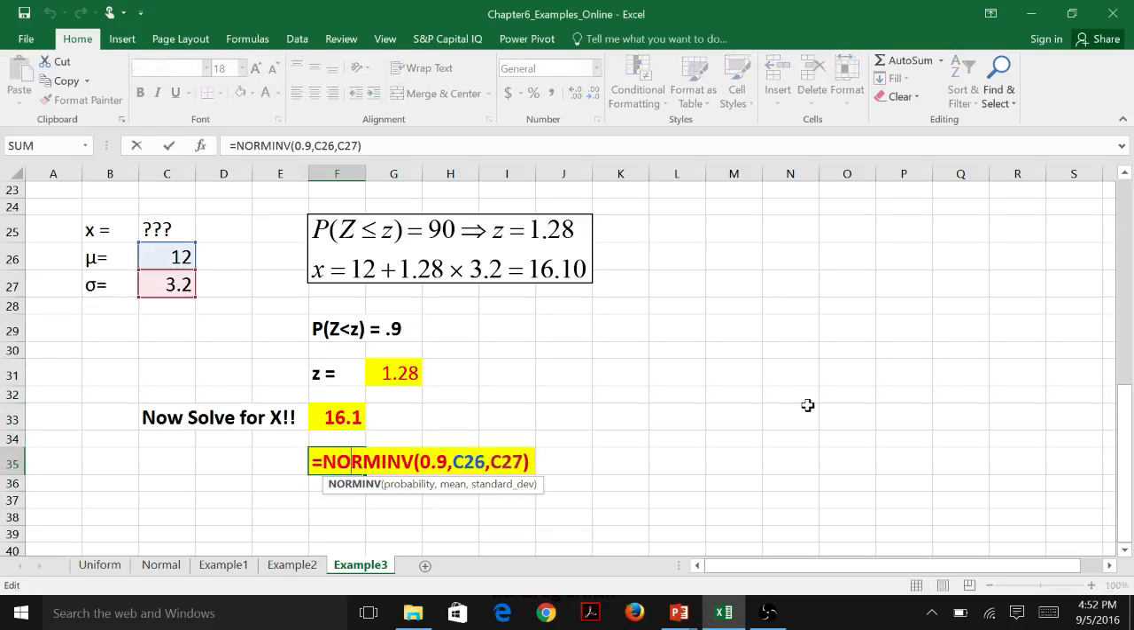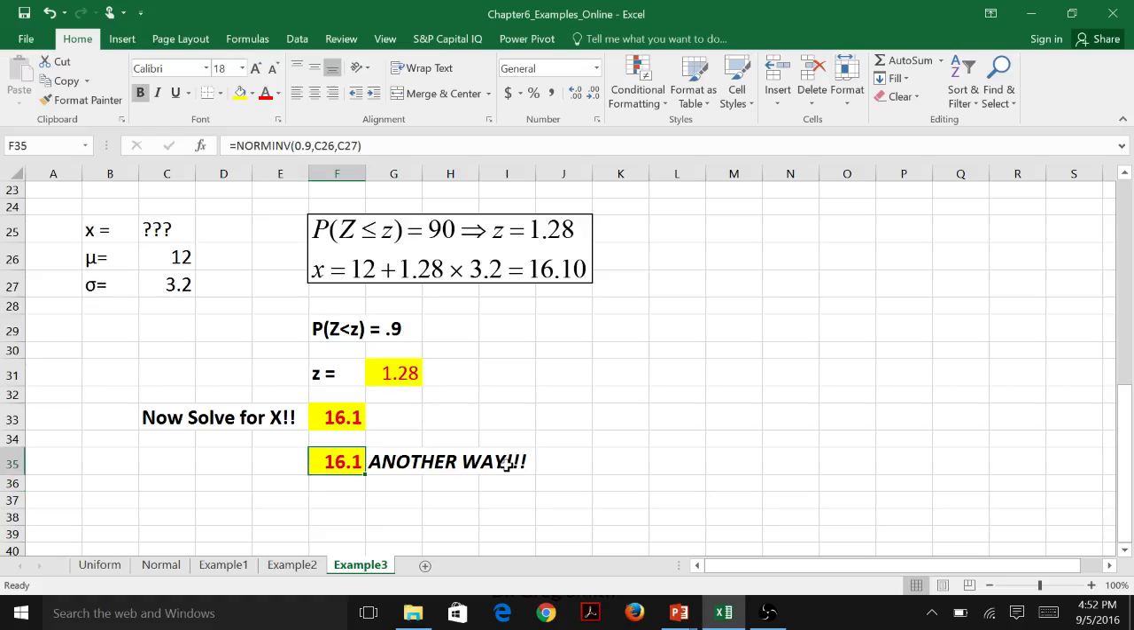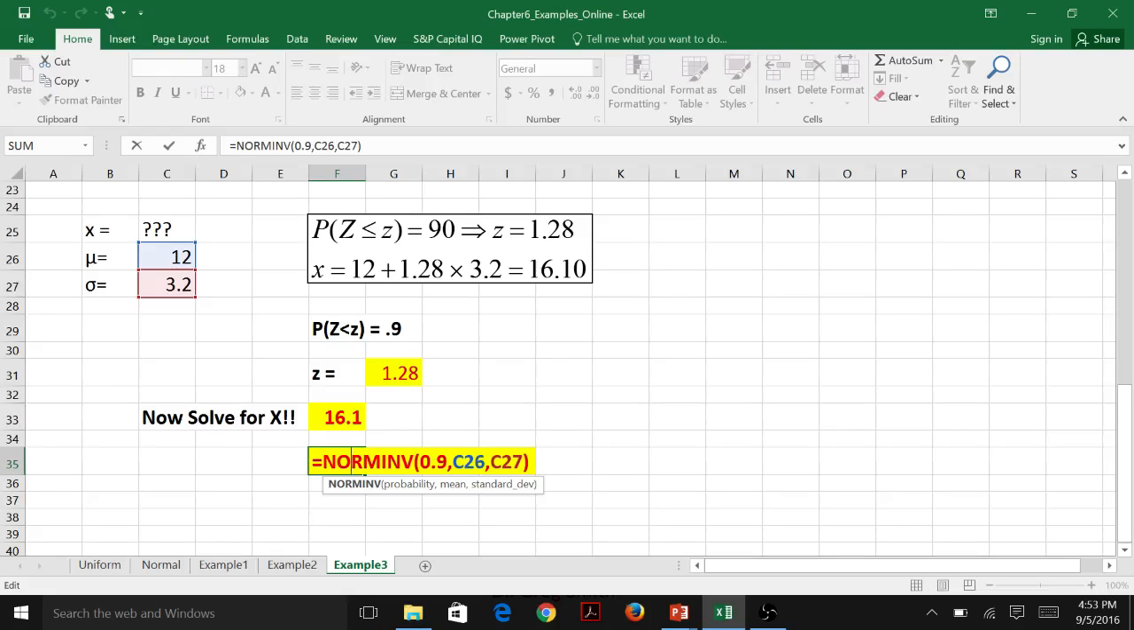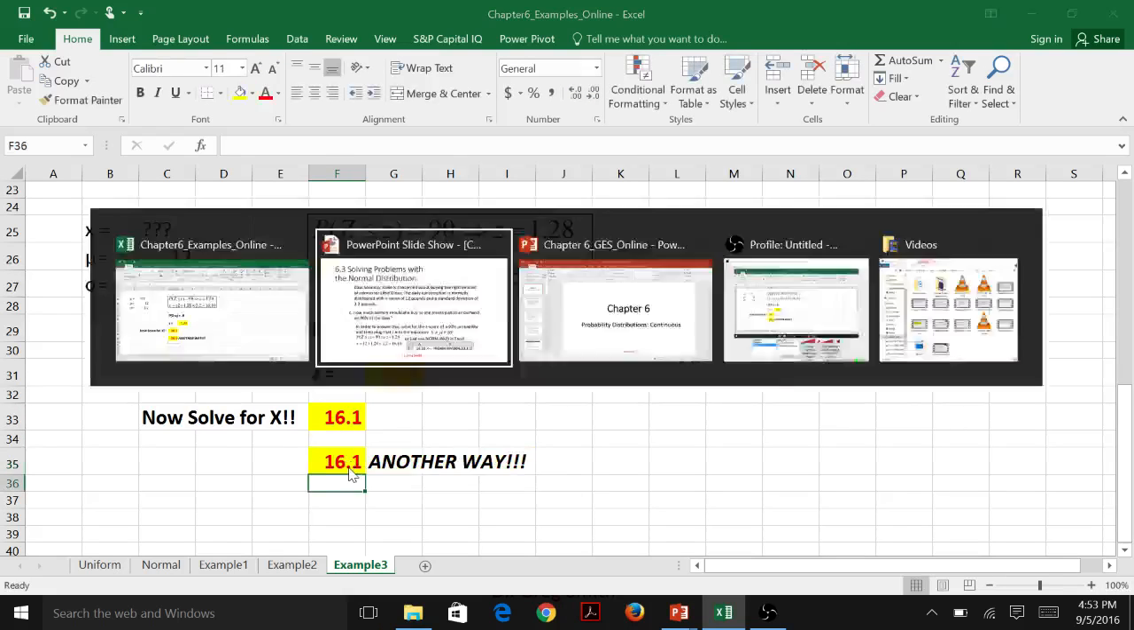I can also use an older formula called norm.inv. I put in the probability I want, 0.9. I put in my mean and my standard deviation, and I get the same answer. Either one's fine. This one's a bit easier. If you're lazy like me and like to use Excel to the fullest extent, this one's straightforward and you can use it straight out, but you'll get the same answer.